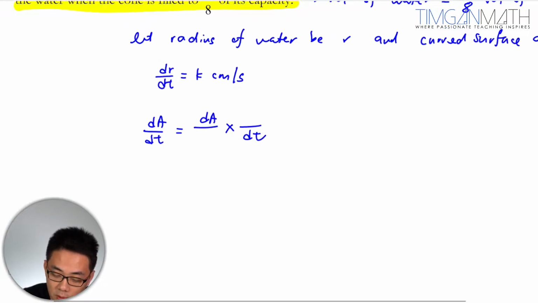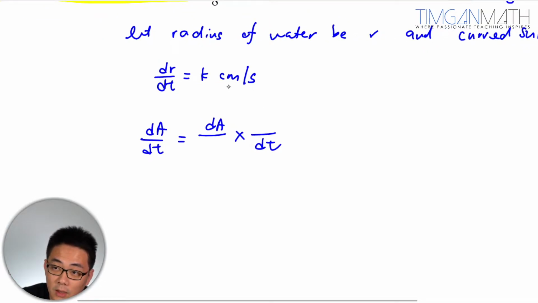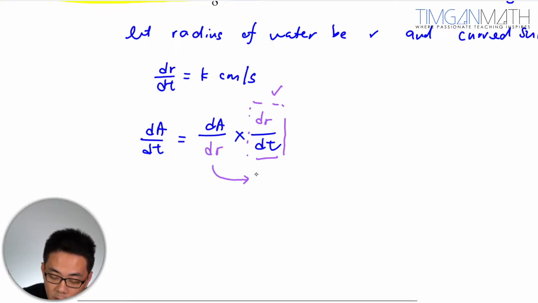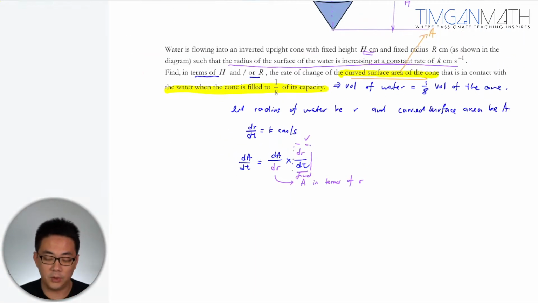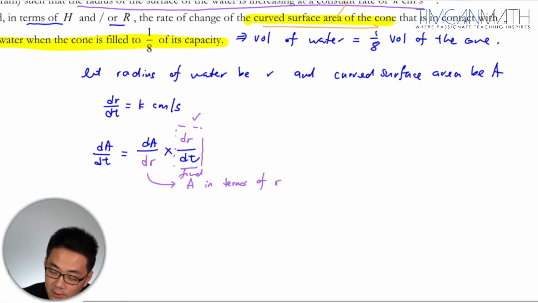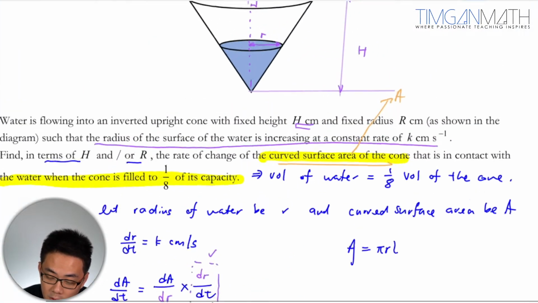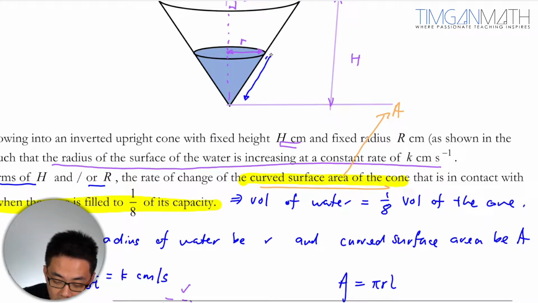Then what you would notice is you need to put something here, and you look at this, you are given dr/dt, so of course this will be dr/dt. In order for this to be equal, this has to be dA/dr. This will then prompt you to find A in terms of r. It shouldn't be a problem. Curved surface area is pi r l. We know that.